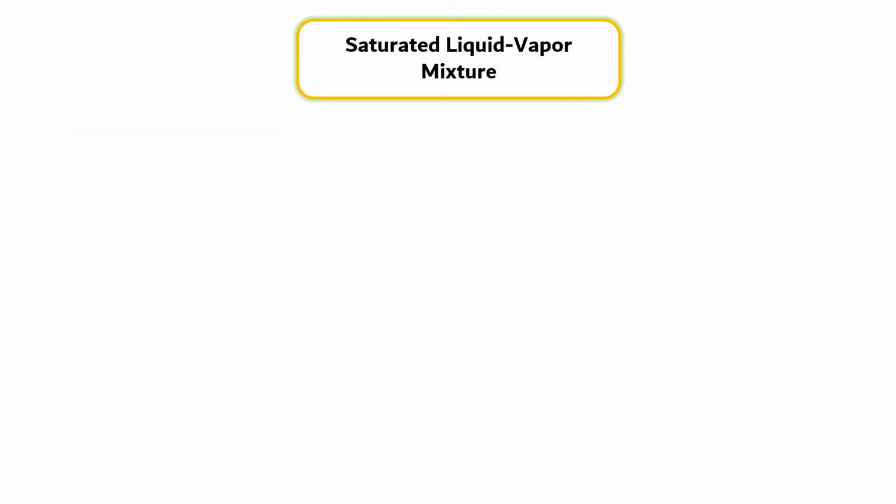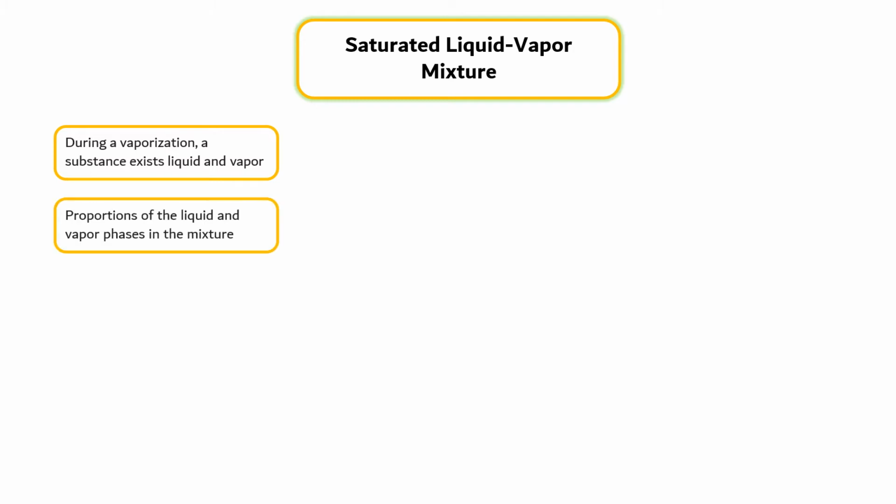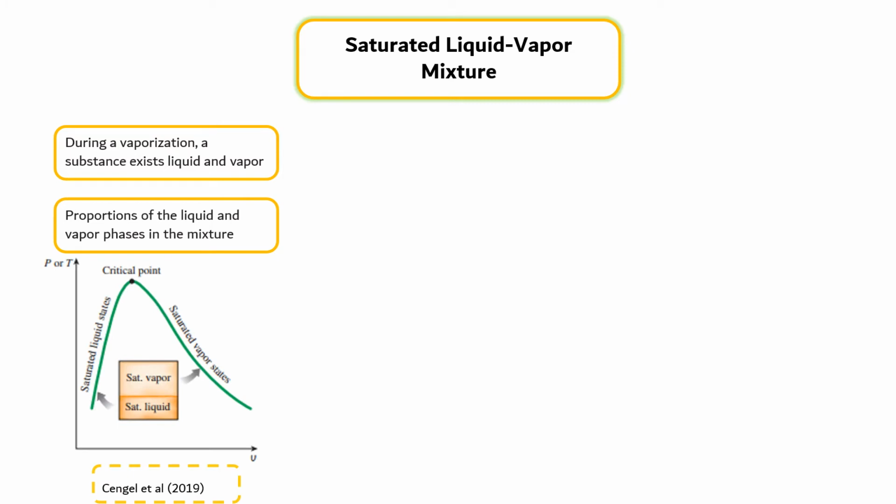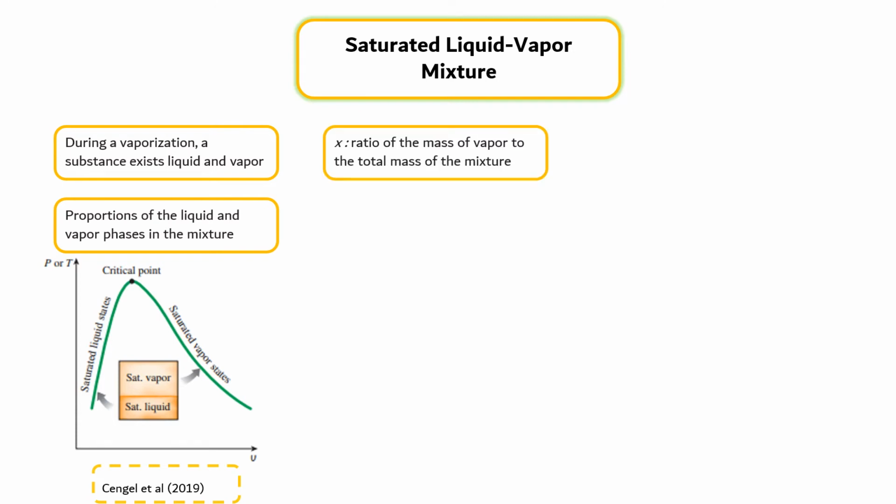Saturated liquid-vapor mixture. During a vaporization process, a substance exists as part liquid and part vapor. That is, it is a mixture of saturated liquid and saturated vapor, as shown in the left figure. To analyze this mixture properly, we need to know the proportions of the liquid and vapor phases in the mixture. This is done by defining a new property called the quality x as the ratio of the mass of vapor to the total mass of the mixture, as shown in equation 4.3.